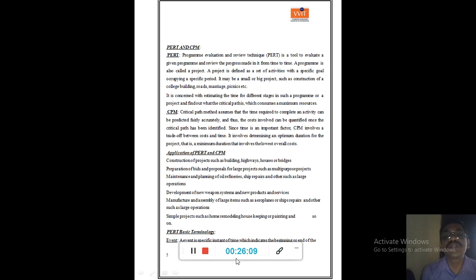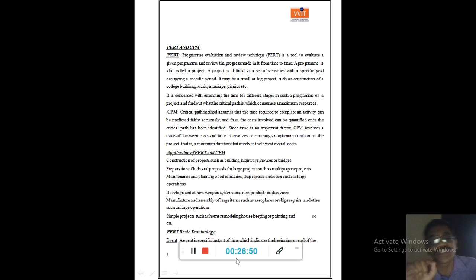PERT means Program Evaluation Review Technique. It's a tool to evaluate a given program and review the progress made from time to time. A program is also called a project. A project is defined as a set of activities with a specified goal occupying a specific period. Maybe a small or big project such as the construction of a college building, roads, conducting a marriage or picnic, or like that.